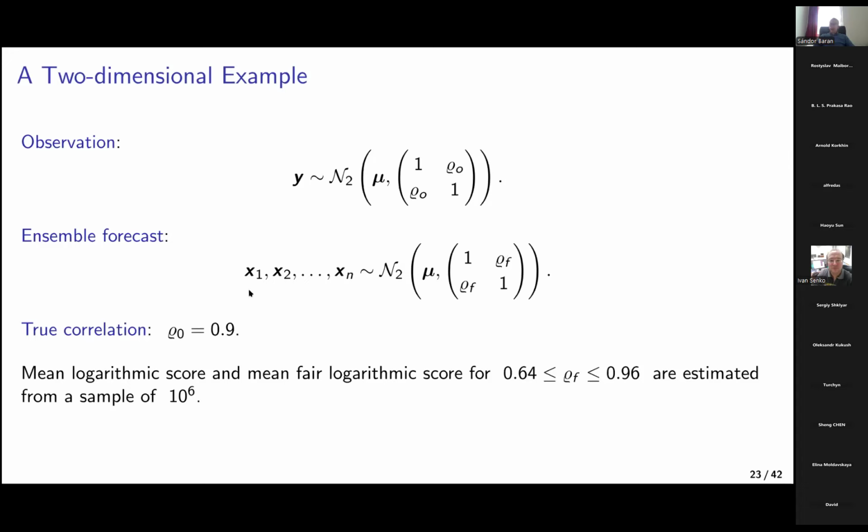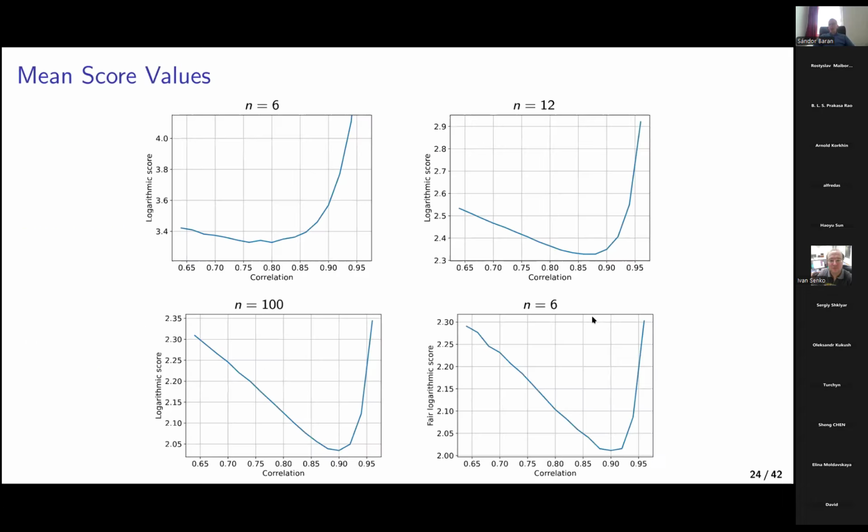So what we did, we generated samples of size 1 million for different ensemble sizes and estimated the mean fair logarithmic score for different correlations in the forecast. And look at the figure. In principle, minimizing the log score, meaning the maximum likelihood estimator, these curves should have a minimum at 0.9, which is the true correlation. If we consider the simple classical log score, for the 6-member forecast the minimum is somewhere here, the 12-member is getting closer to 0.9, and the 100-member forecast has it sharply at 0.9, which provides you a reasonable estimator of the true correlation.